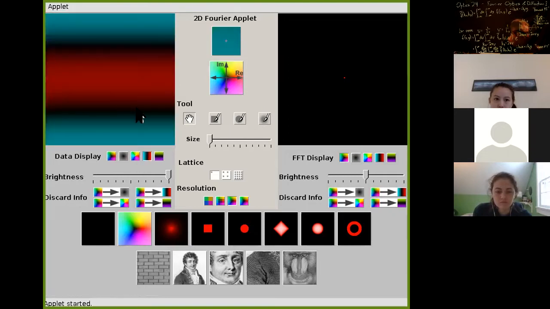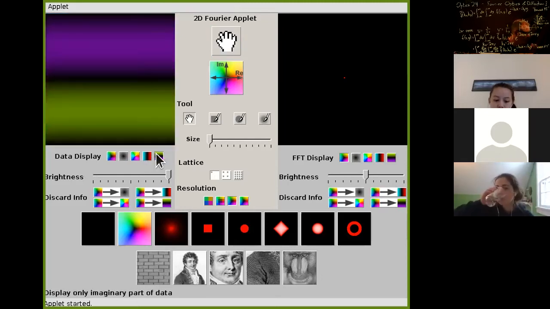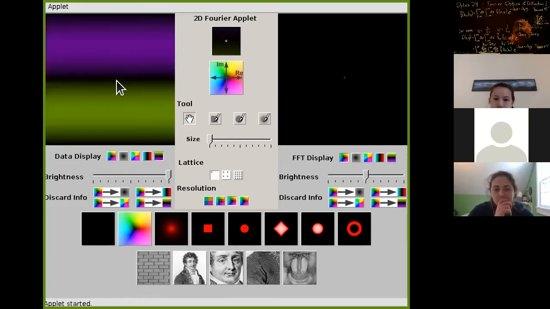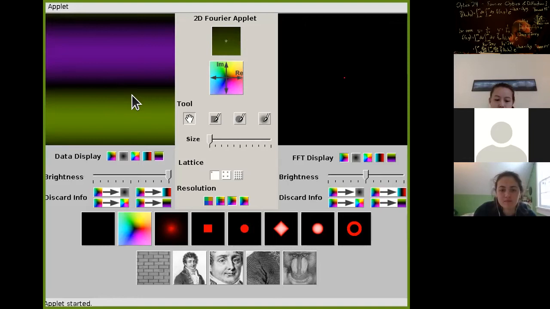I could display just the real part, where you see positive and negative real values, or I can display just the imaginary part. So this is a cosine because it's peaking at the origin, and it's going low, low, low, all the way to negative here. And this is a sine because at the origin it starts off as zero, and as I go in one direction, it gets positive and negative.